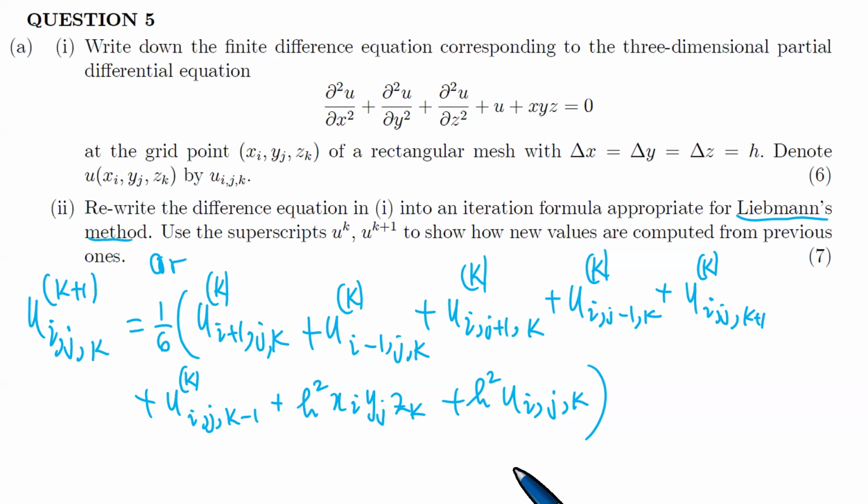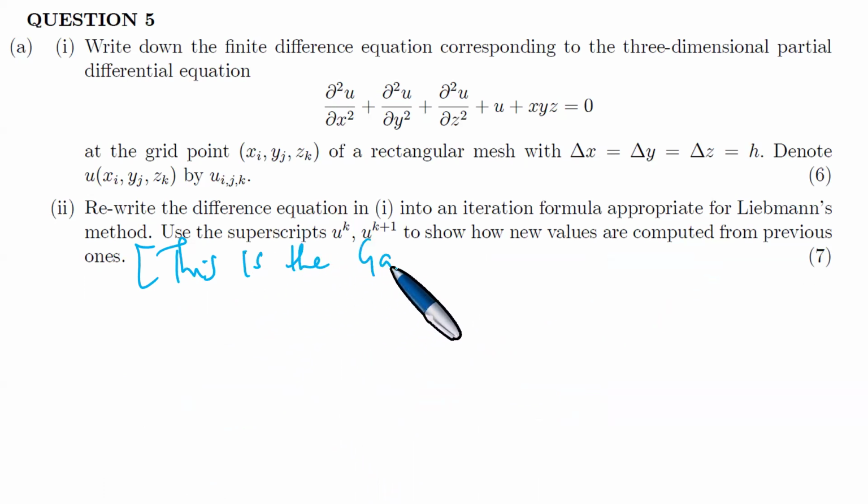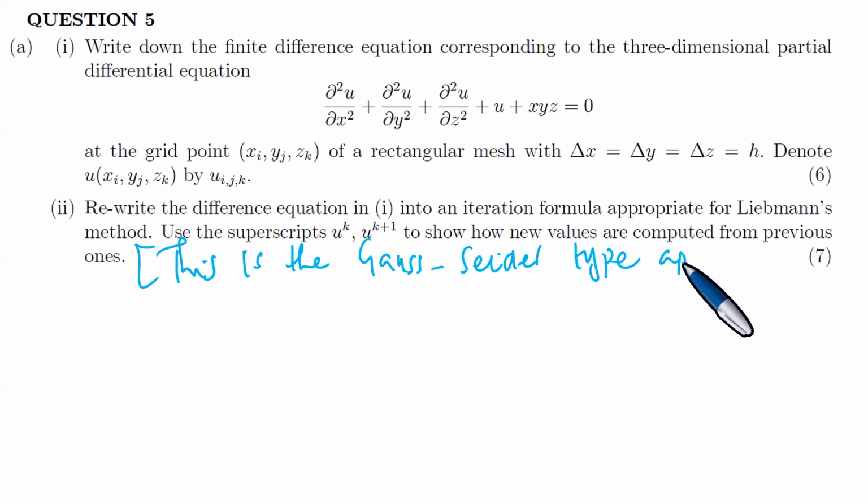Okay, right. You understand it better when we actually get to use it. But there's this little comment that we give. And this is the comment, a side note: we say that this is what we call the Gauss-Seidel type approach.